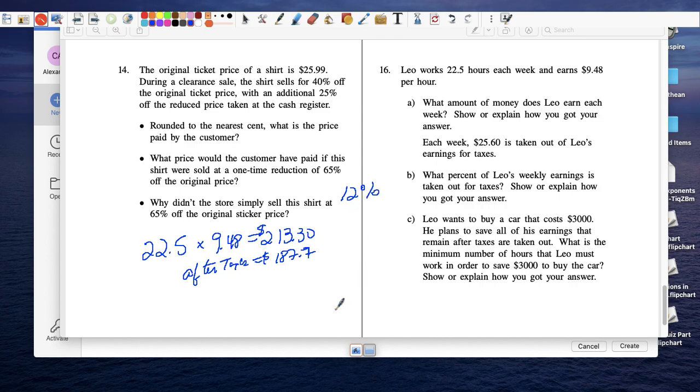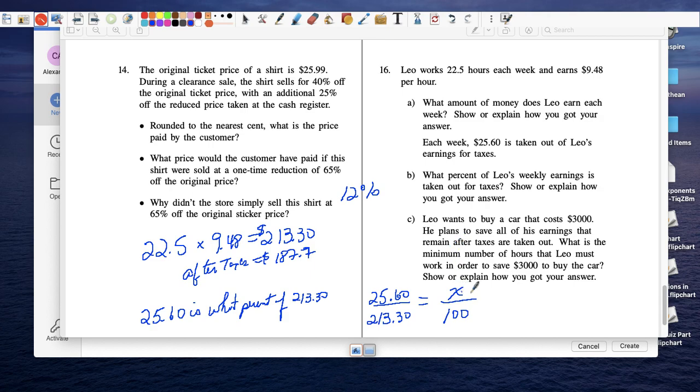You could have also set up an equation, or at least a question. 25.60 is what percent of 213.30? If you set up a percent proportion, which you could have, that's 100. 25.60 is the part. The total was 213.30, and the percent is what we're looking for. That would have been x.